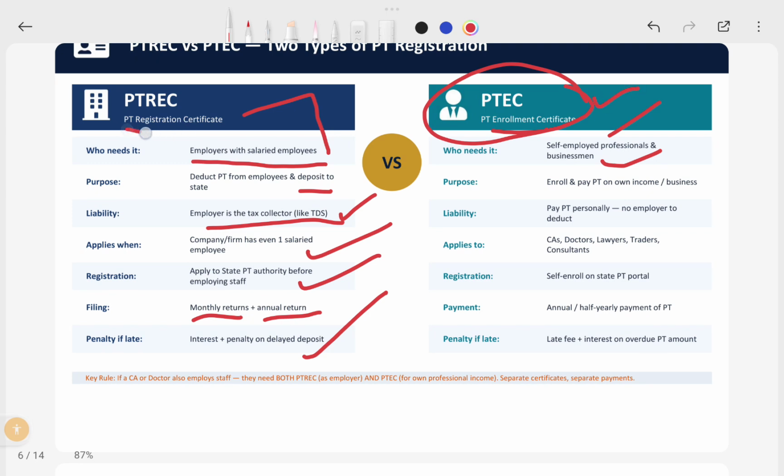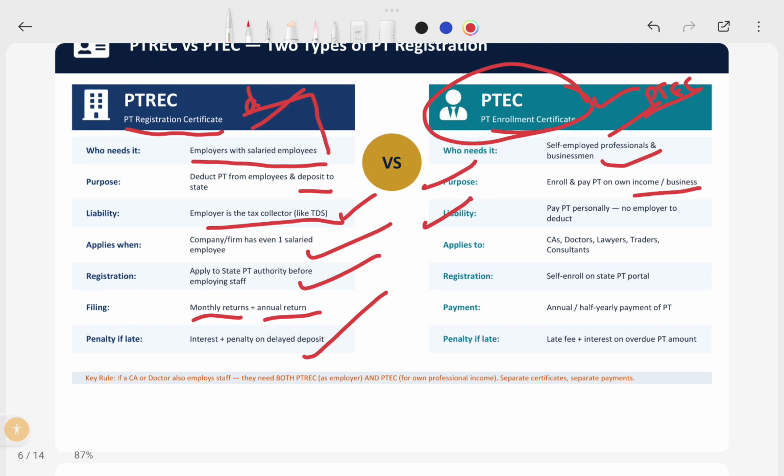This PT enrollment certificate is for the deduction of PT from employees and paying it to the government. And this is for companies, self-employed people and businessmen, whoever does not have any employer on their head. So they need to get that PT enrollment certificate and then pay PT to the state governments. Personally, the purpose is to enroll and pay the PT on their own incomes. Liability would be personal. There is no employee for them, so they need to pay it.